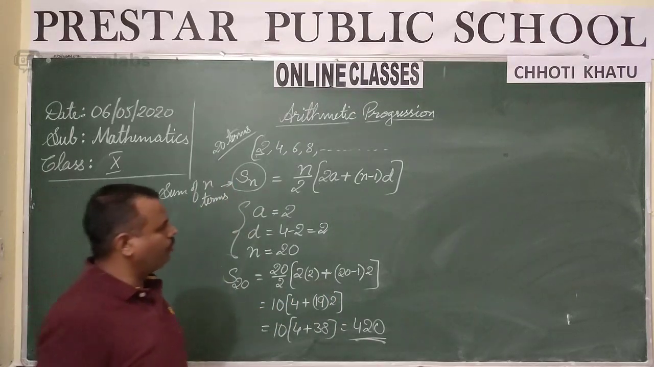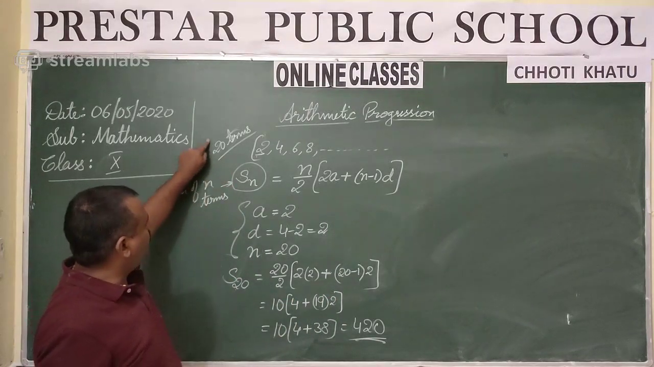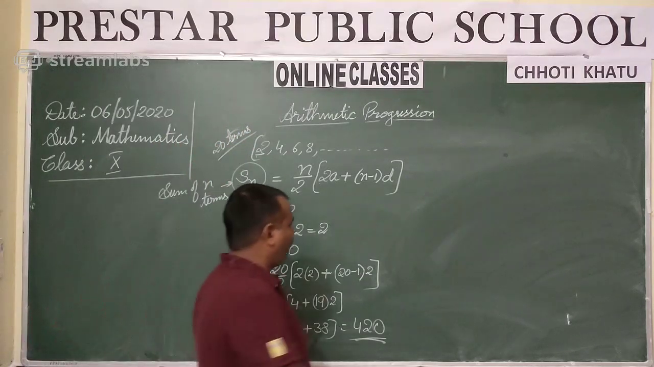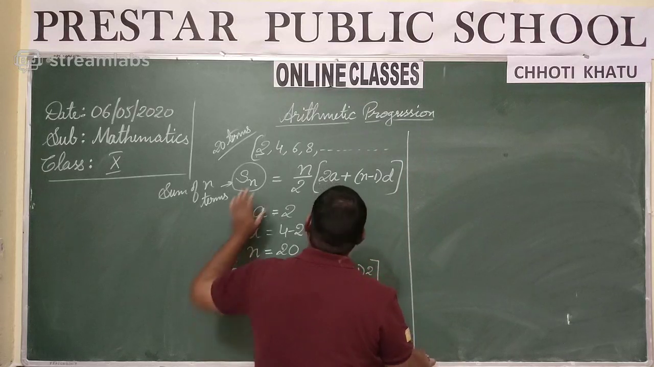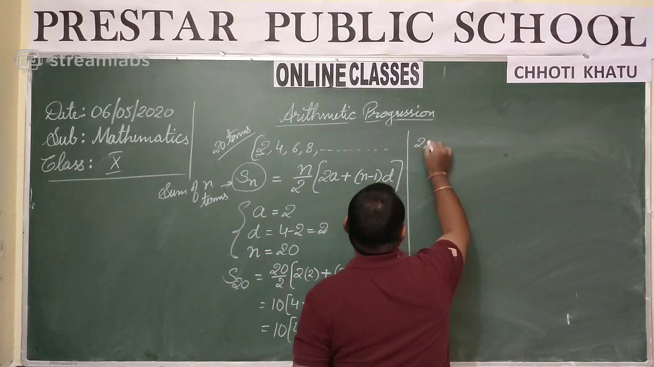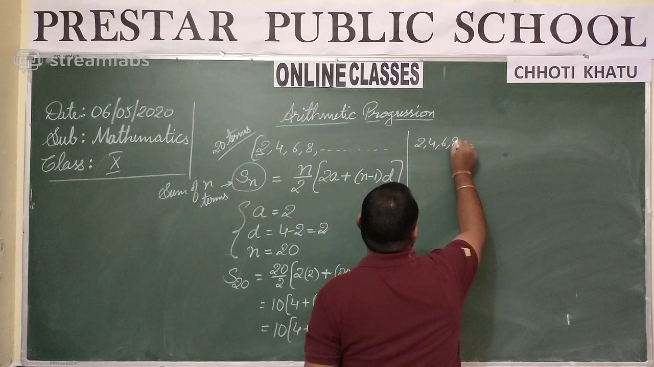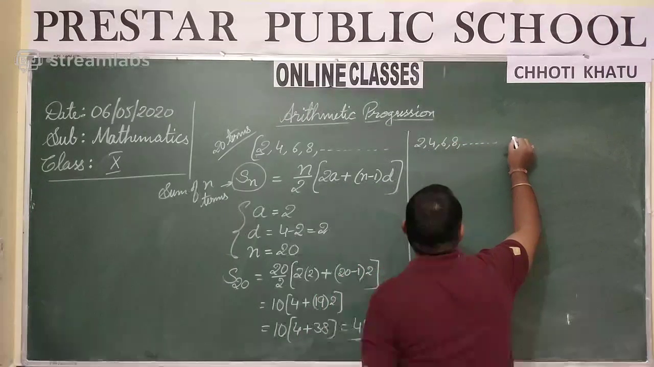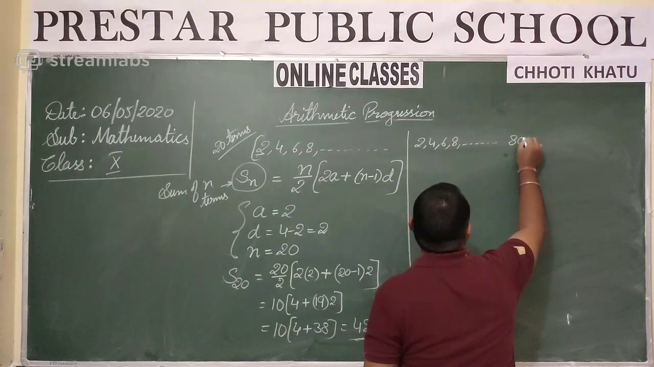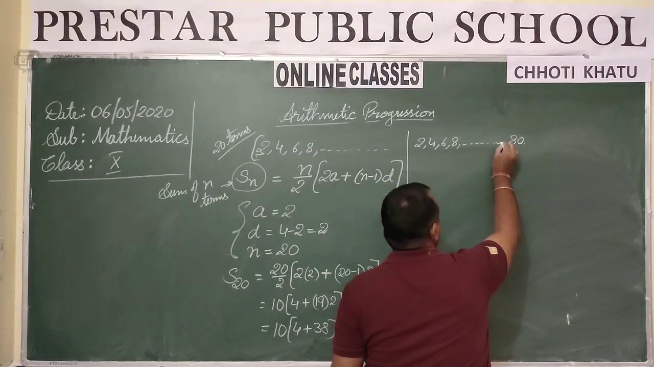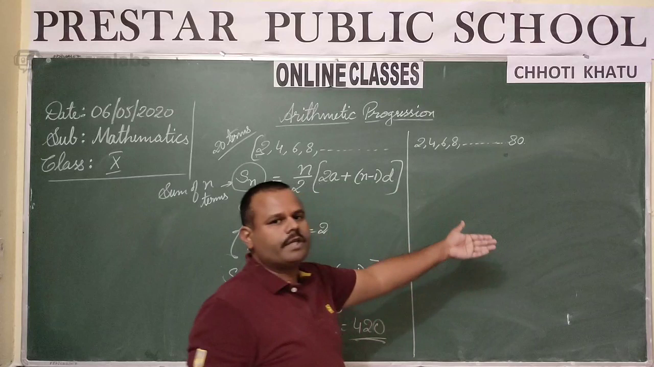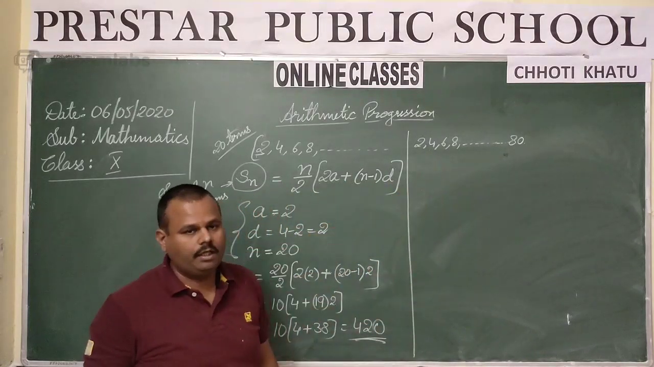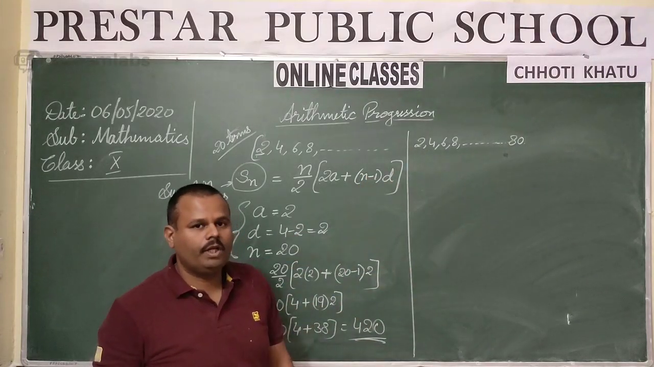Now here in this, one more thing is there. Here it says the sum of 20 terms. Now instead of 20 terms, if I give you the same AP, say 2, 4, 6, 8, and I say that this AP continues up to 80. It is continuing because 80 will be part of this AP, so somewhere the term is 80. Now find the sum. Now what is the difference?